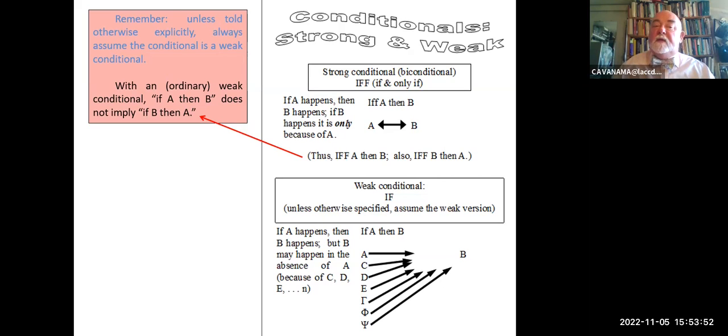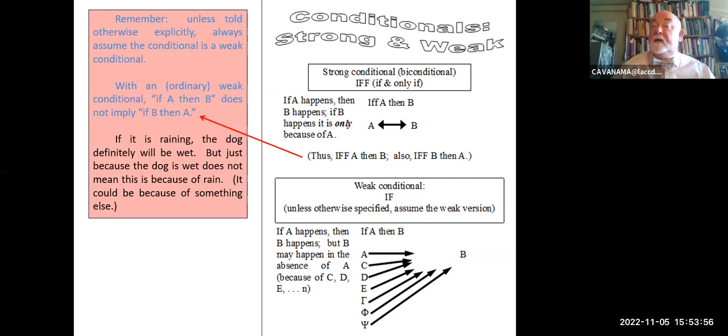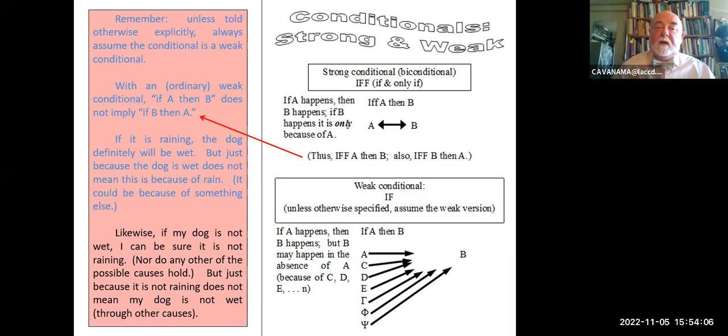With an ordinary weak conditional, if A then B does not imply if B then A, unlike in the strong conditional, the biconditional. If it's raining, the dog will definitely be wet, yes, but just because the dog is wet doesn't mean it's because of rain. It could be because of something else. Likewise, if my dog is not wet, I can be sure it's not raining, and none of the other possible causes either. But just because it's not raining doesn't mean my dog is not wet through other causes.